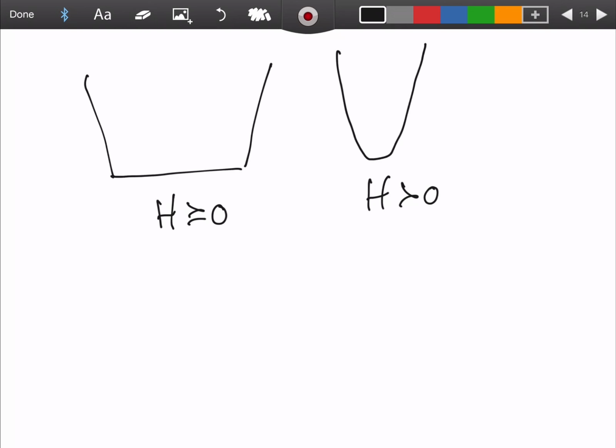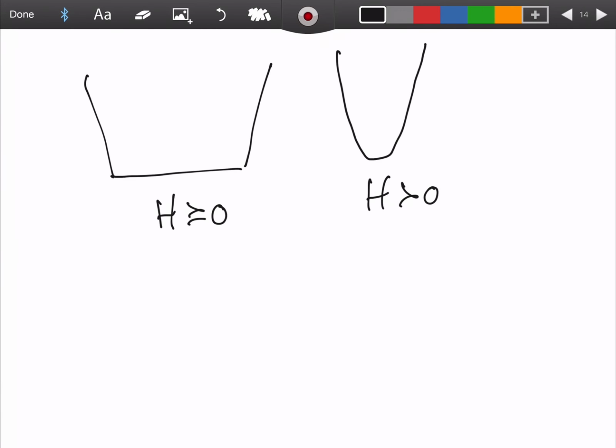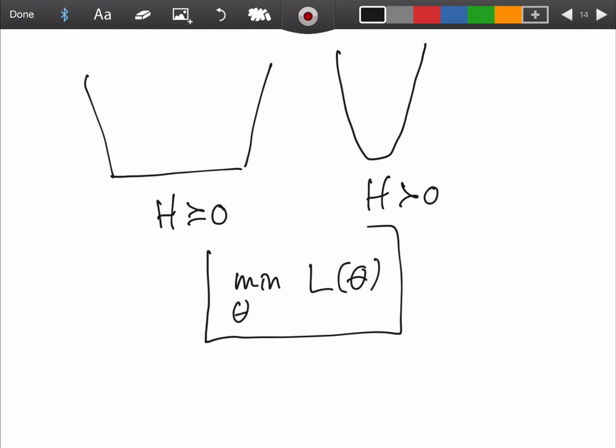What is important about convex functions, and I will finish here. So remember that at the end we would like to solve this minimization problem, right? And this problem in general is unsolvable. Just imagine how crazy this function can be. So how are you going to find its minimizer? It's the lowest point in this landscape.